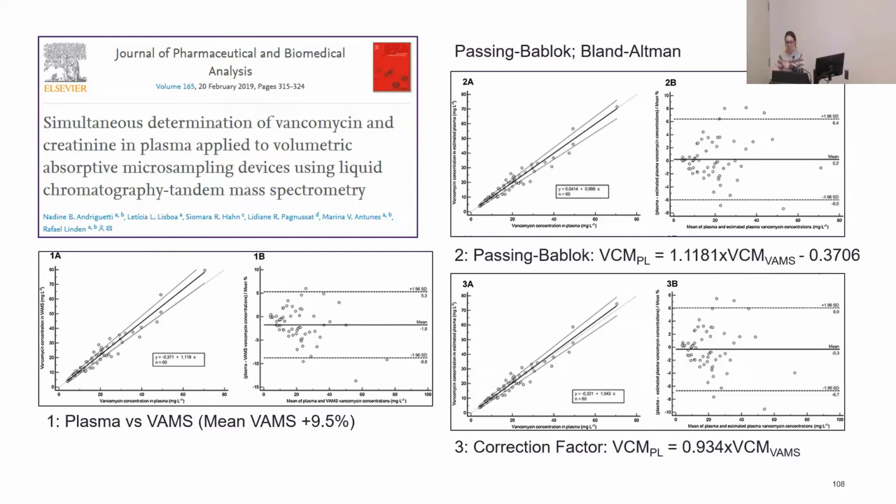correlation in the Bland-Altman to correct for the vancomycin bias that they saw, they actually found a correlation of 0.4%. And then they also just tried using a correction factor, and they found that they had a mean of 2.3%. So both of which were really good ways of correcting for the difference between plasma and VAMS.